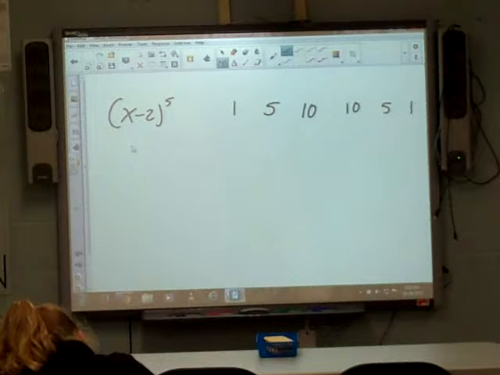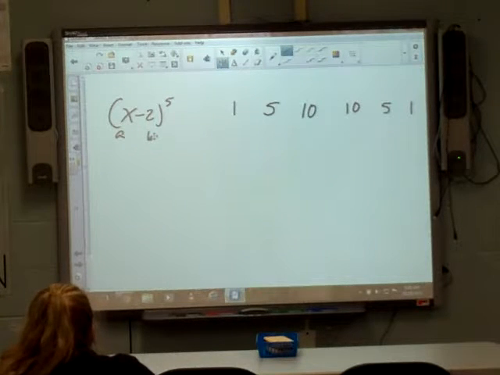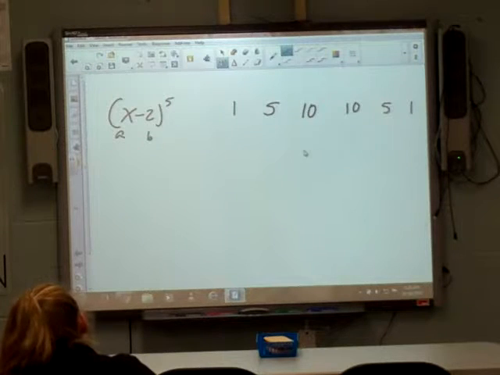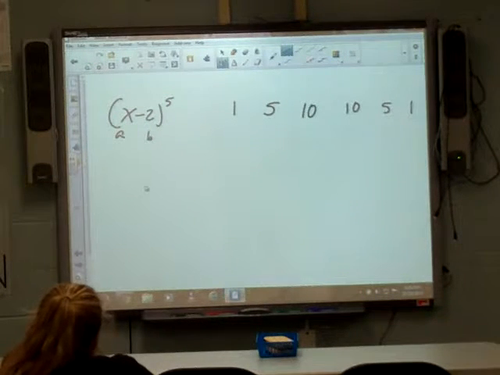So the power, if I think of this as an A and a B, my power of A is going to start at the highest and it's going to descend. My power of B is going to start at the lowest and it's going to ascend, go up. So A's are going to go 5, 4, 3, 2, 1 down. B's are going to go 0, 1, 2, 3, 4, 5 up. Alright, so x minus 2 to the 5th.